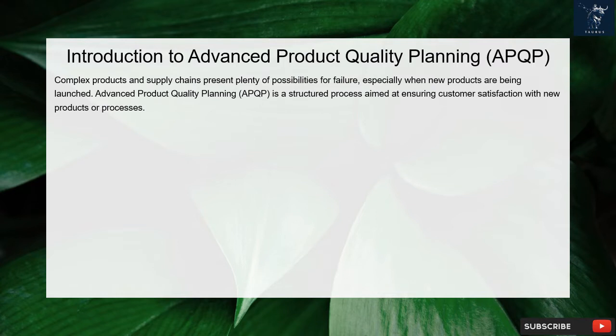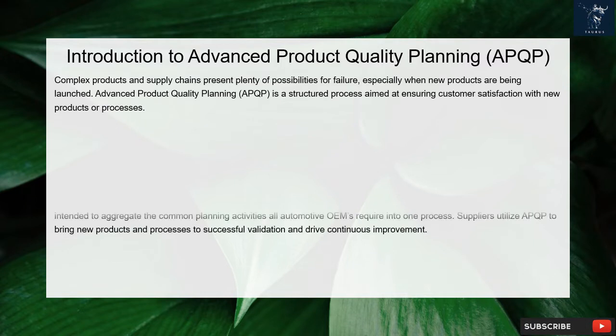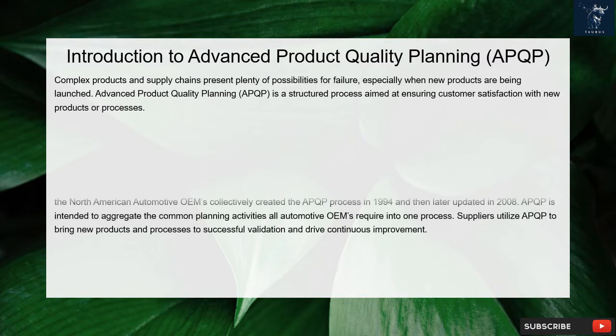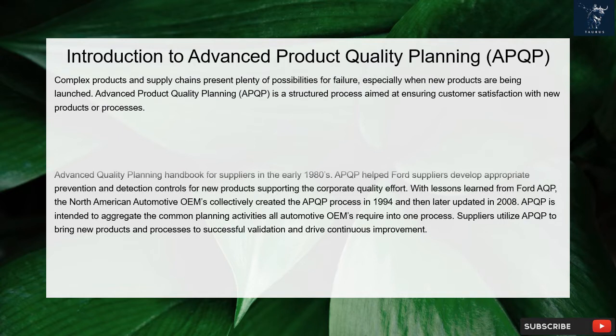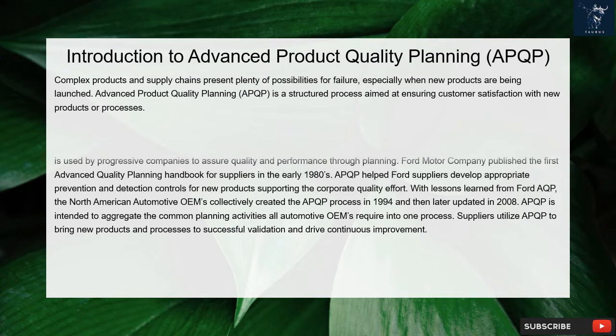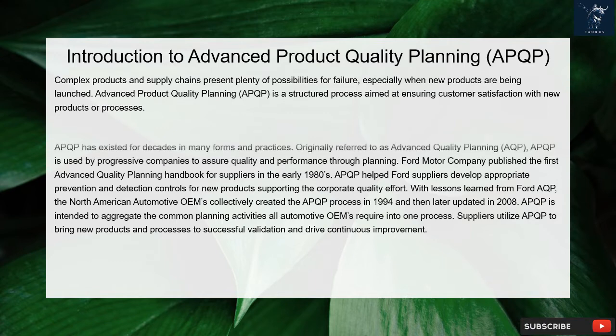With lessons learned from Ford AQP, the North American automotive OEMs collectively created the APQP process in 1994 and then later updated it in 2008. APQP is intended to aggregate the common planning activities all automotive OEMs require into one process. Suppliers utilize APQP to bring new products and processes to successful validation and drive continuous improvement.